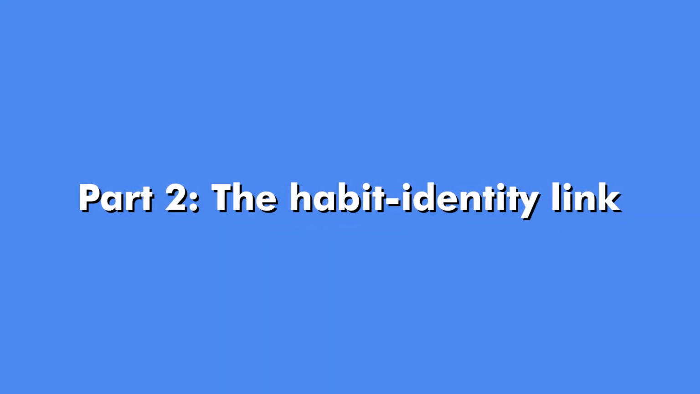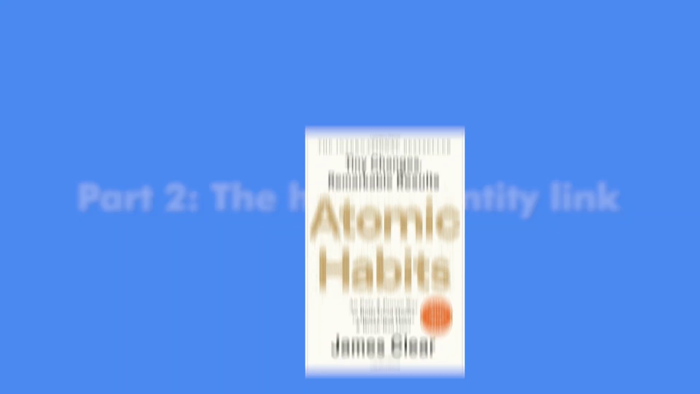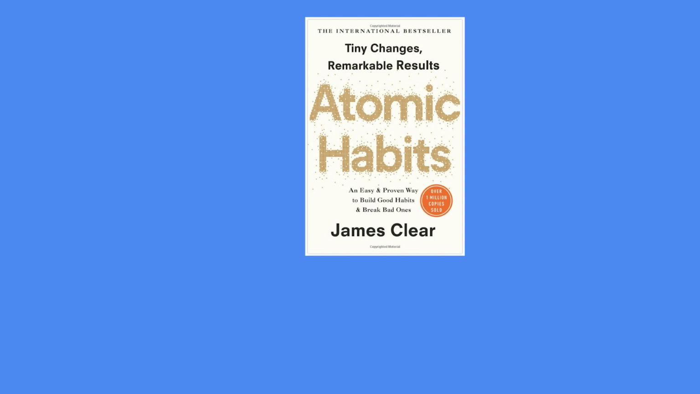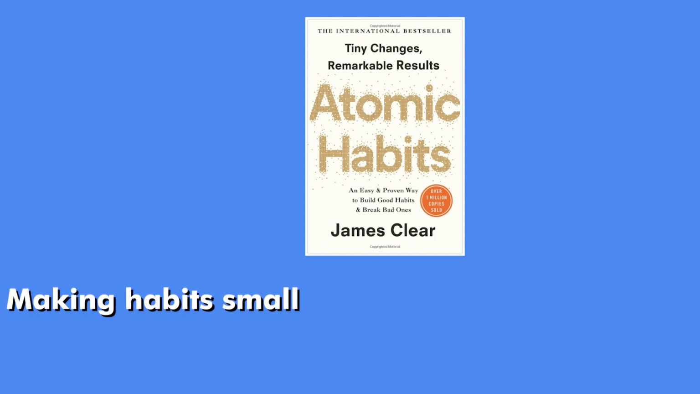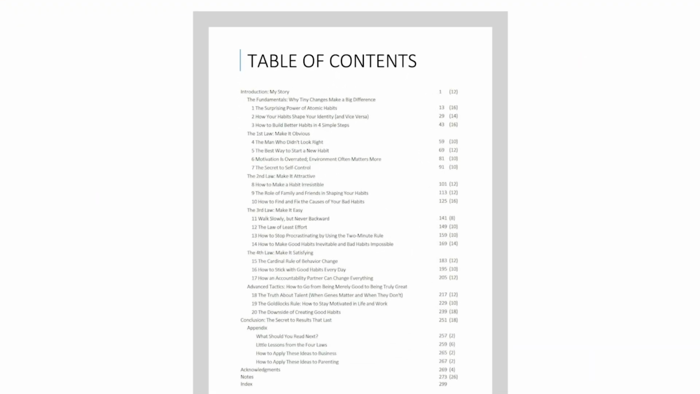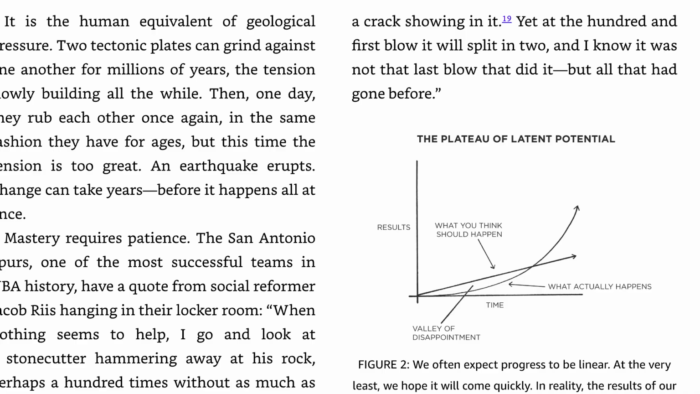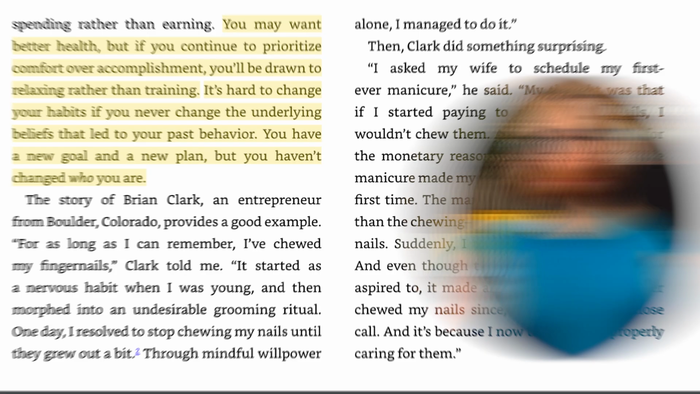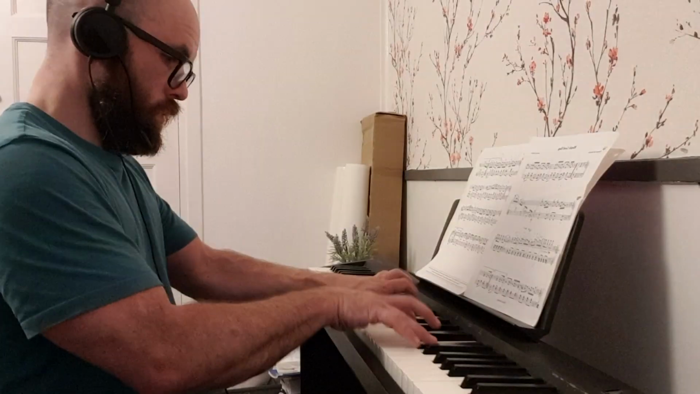That brings us to part 2, which is the habit identity link. So if you read James Clear's Atomic Habits, two of the most memorable ideas in it are making habits small and habit stacking, or the idea of pairing a habit that you want to form with one that you already do, like brushing your teeth or whatever. And those are both really useful concepts, but there's one chapter in the book that I think a lot of people skim past, and I think that has some of the most useful stuff in it. And that one is about how habits shape your identity.